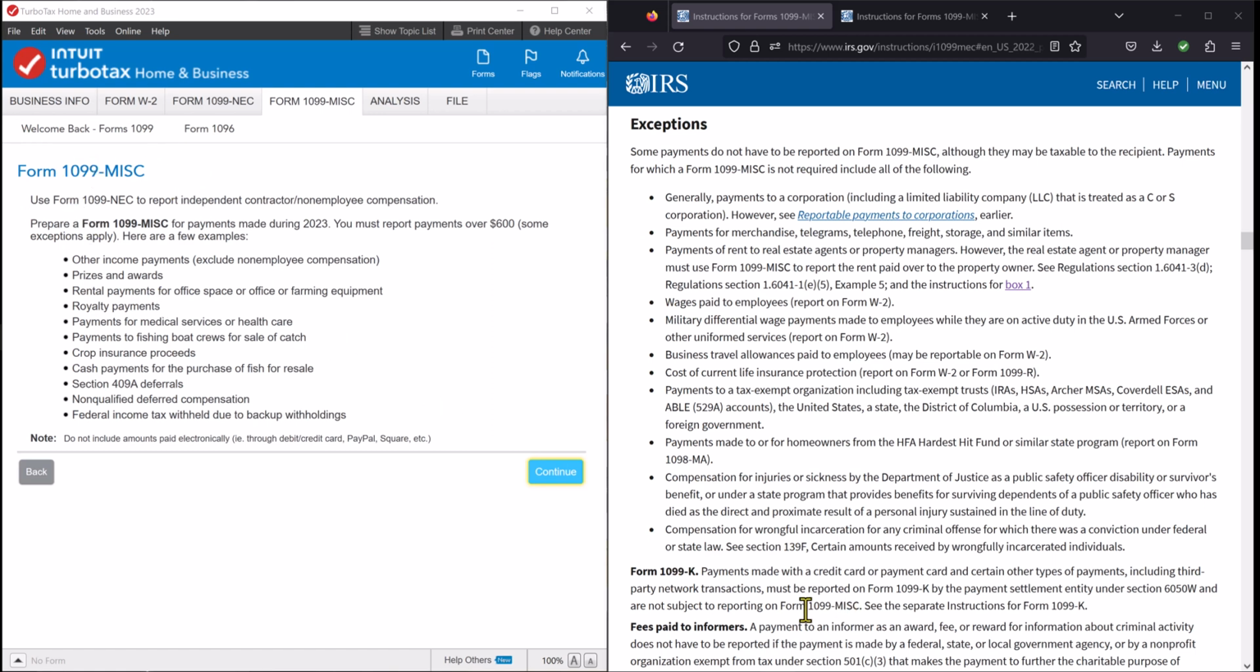If you pay through a credit card or a third-party processor, they have to file the 1099-K, which means you are not required. It says, "and are not subject to reporting on Form 1099 miscellaneous." This is right off the IRS website. This link will be in the description below so you can check it out. That is a big out right there. But assuming that you paid by check, or maybe even by cash, then you are going to be subject to filing this form.